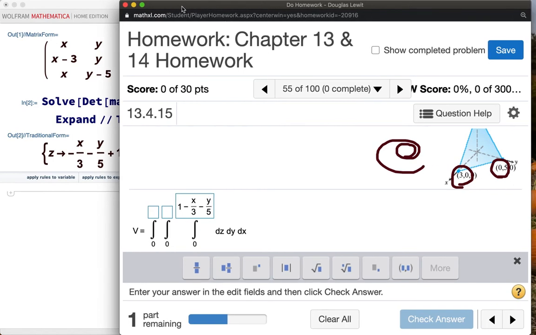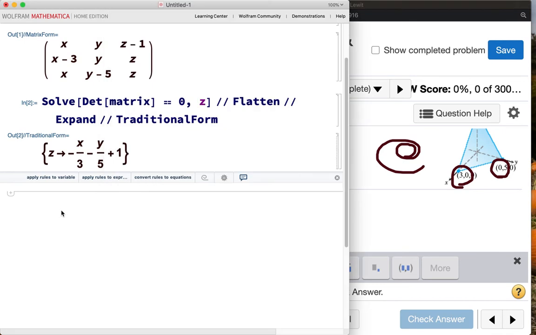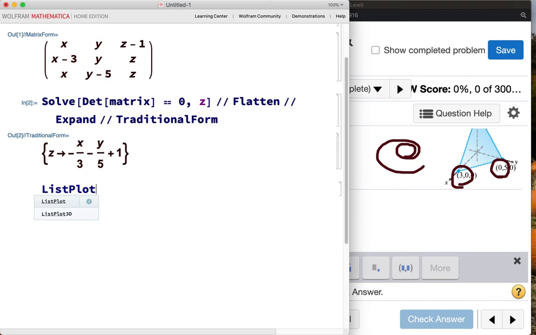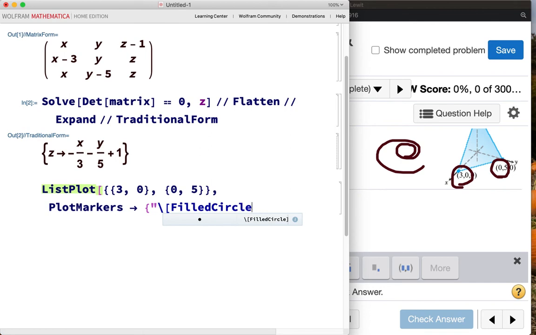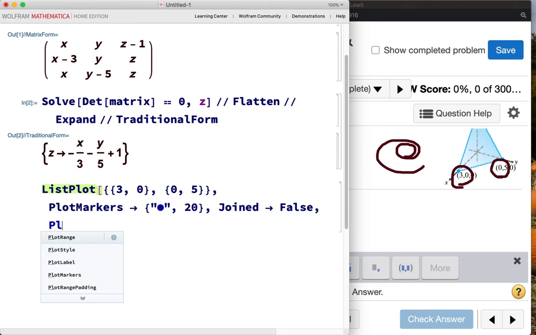Okay, so (3, 0) and (0, 5). ListPlot, (3, 0) and (0, 5). PlotMarkers, filled circle. Close the square bracket. Maybe 20 pixels across. Joined: I don't want to join my two circles. And let's make them nice and black.